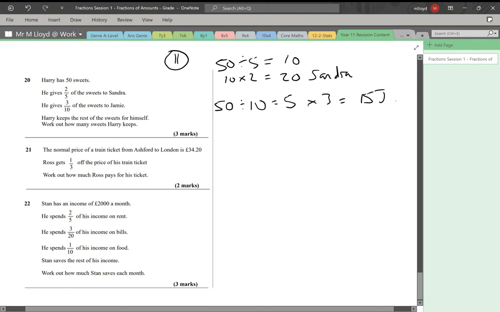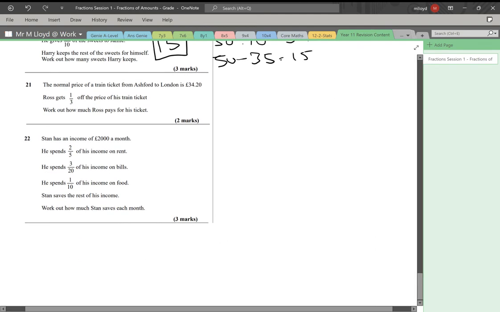So that's Jamie. Okay, and then we've got 35 given out. He keeps the rest for himself. 50 take away 35 is 15 sweets. So he's kept 15 sweets all to himself. With these questions, it really is about reading them, laying it out, making sure that your layout is clear for your examiner to read.